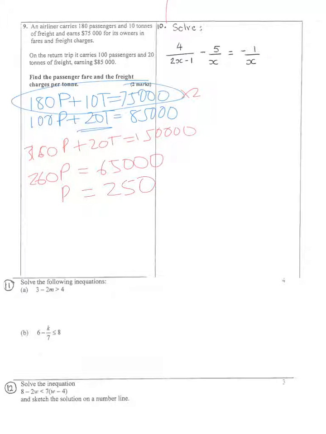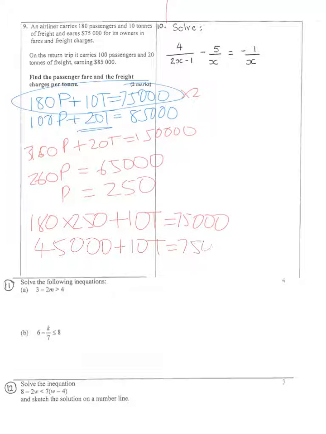Now sub that back into any of the equations. So 180 times 250 plus 10 tons must equal 75,000. We get 180 times 250 is 45,000 plus 10t. Take away 45,000, we get 10t equals 30,000. Divide by 10, we get t equals 3,000. So therefore, passengers are charged $250 while the freight is $3,000 per tonne. You would actually write that, but no space.